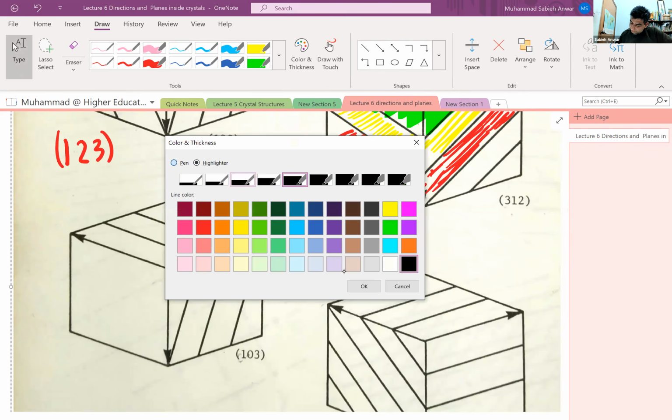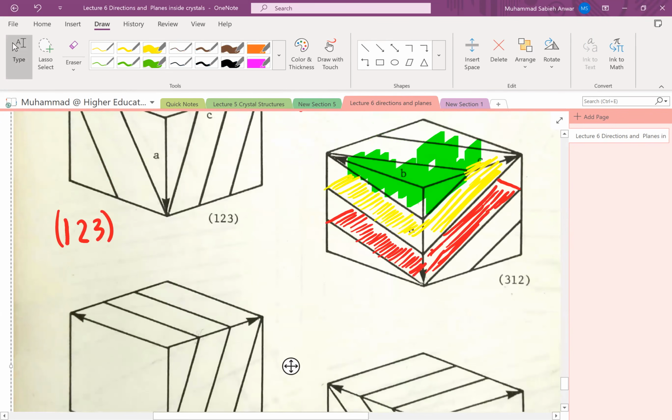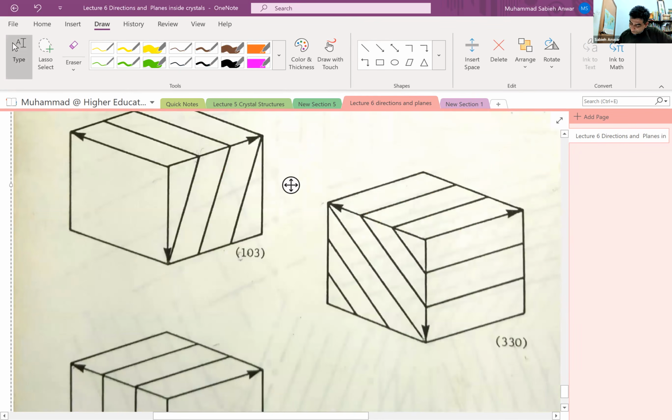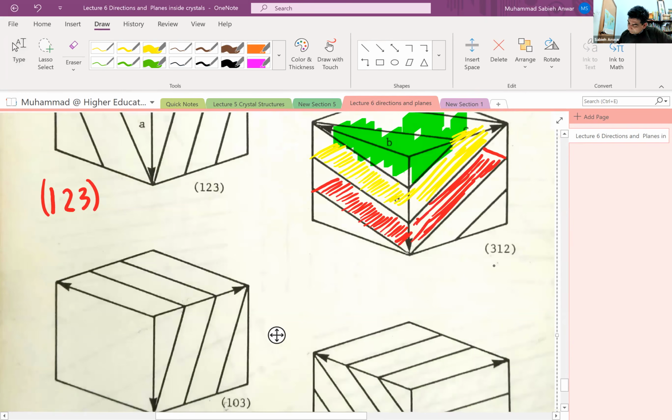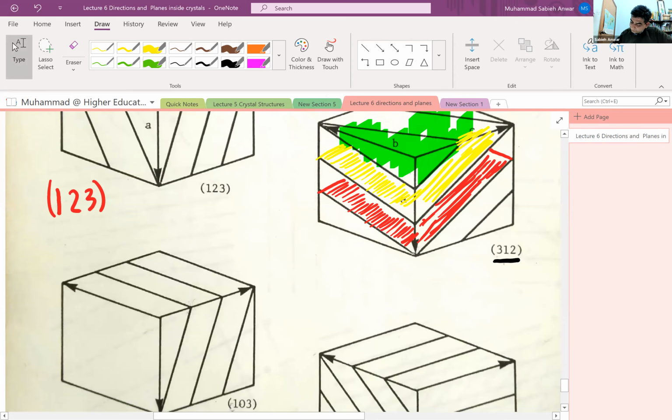Sir, could you draw it on a cube जिसकी back वाली faces भी हमें नजर आ रहे हैं, because this is like a little difficult to visualize. Let me try. Drawing these is difficult, so let me try drawing 312. Okay, let me try.